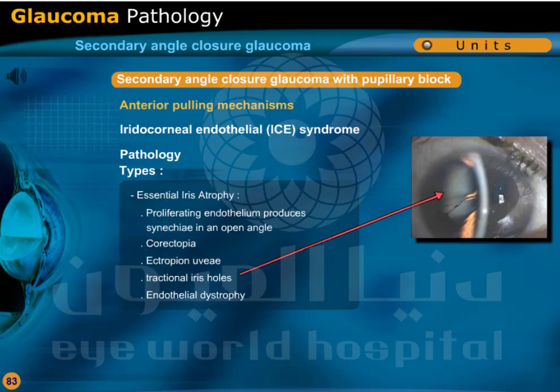Essential iris atrophy: proliferating endothelium produces synechiae in an open angle. Corectopia, ectropion uveae, tractional iris holes, and endothelial dystrophy are met.